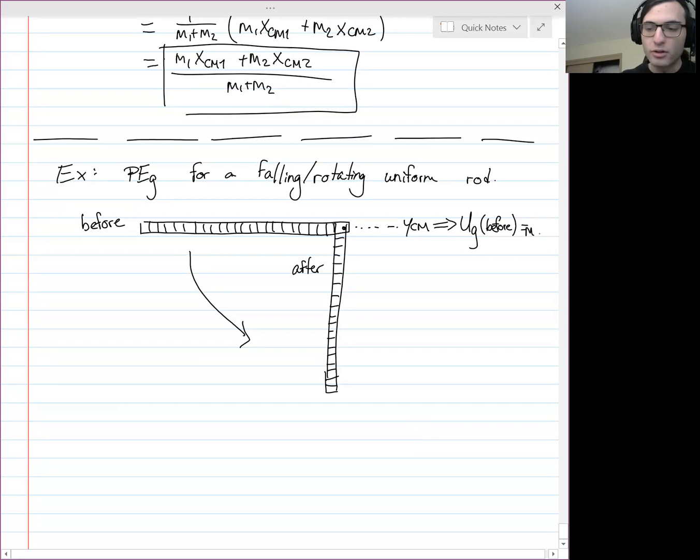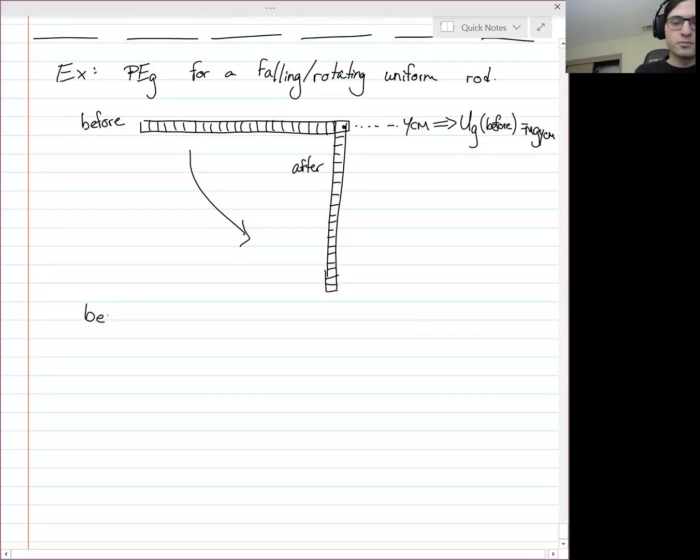But what about after? After, it's a little bit trickier because they're all at different heights. So let me be a little bit more explicit.